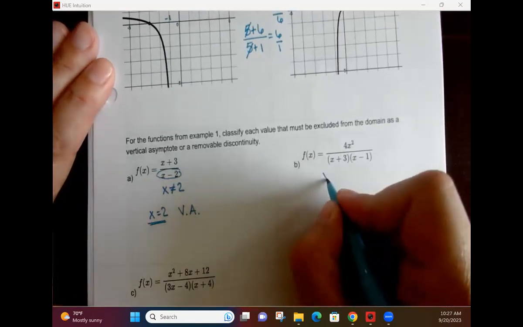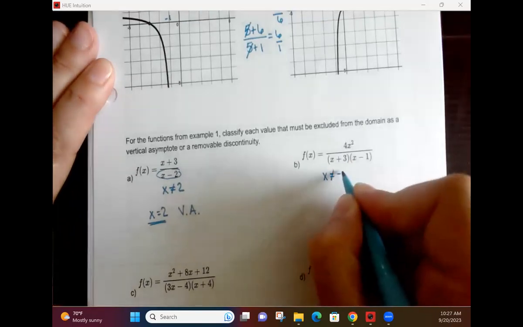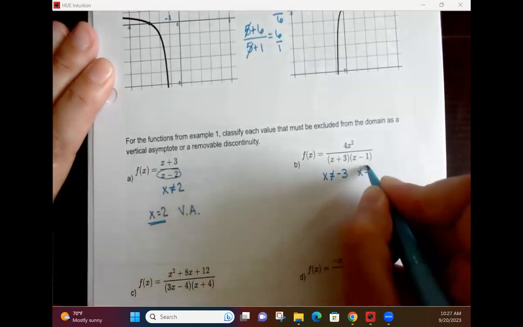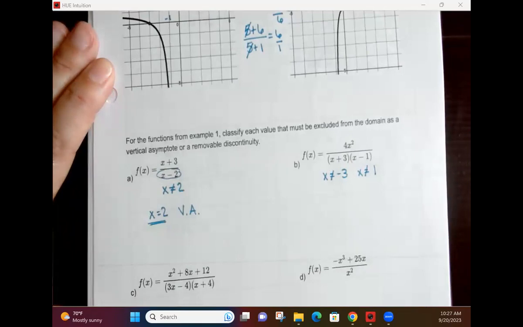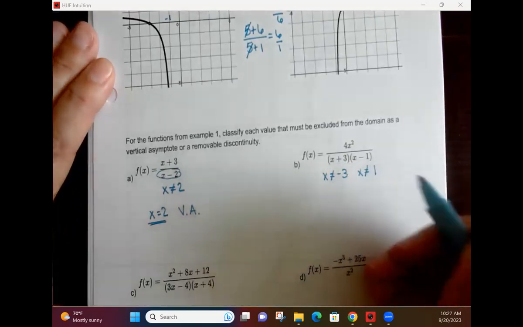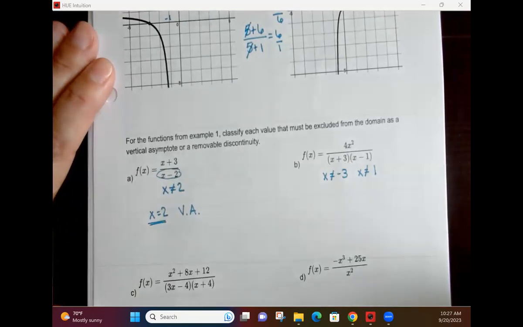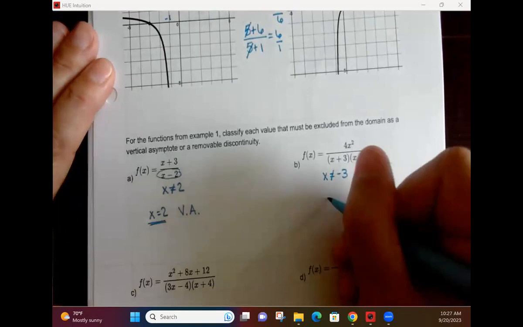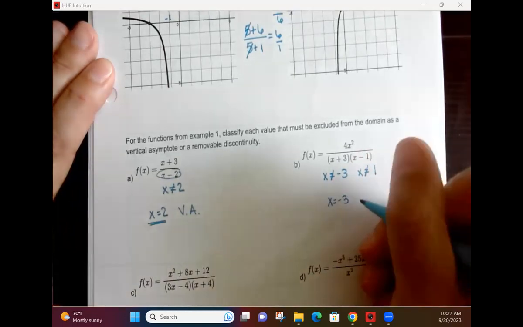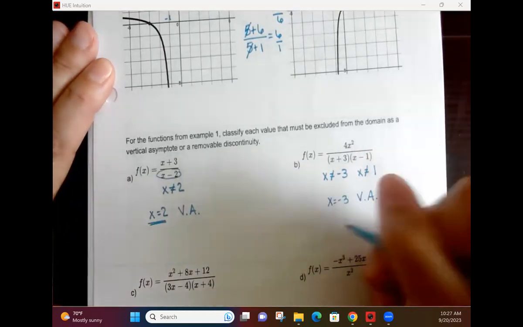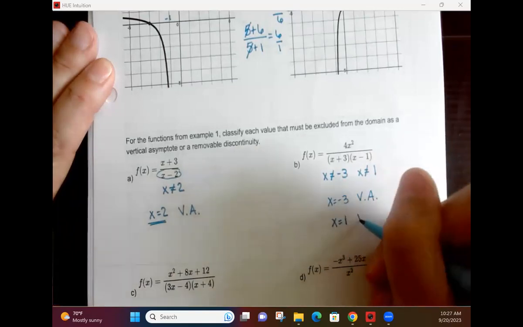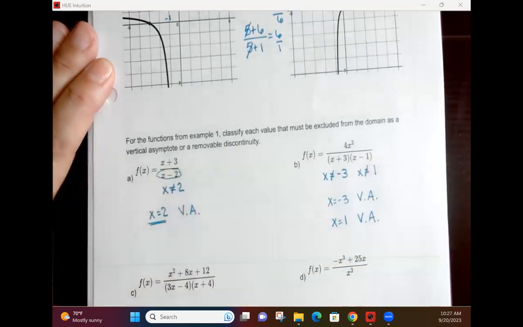For B, we said we need to exclude -3 and we need to exclude 1. Can I reduce either of those factors? Nope. So what do I know about those places? They're both asymptotes. X equals -3 is a vertical asymptote, and x equals 1 is a vertical asymptote.